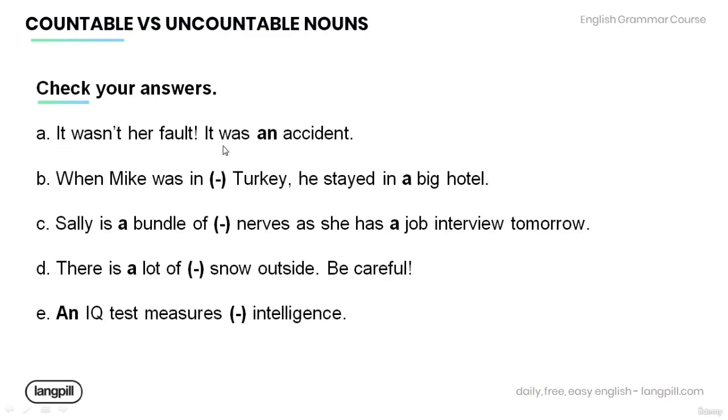It wasn't her fault. It was an accident. When Mike was in Turkey, he stayed in a big hotel. Sally is a bundle of nerves as she has a job interview tomorrow. There is a lot of snow outside. Be careful. An IQ test measures intelligence.